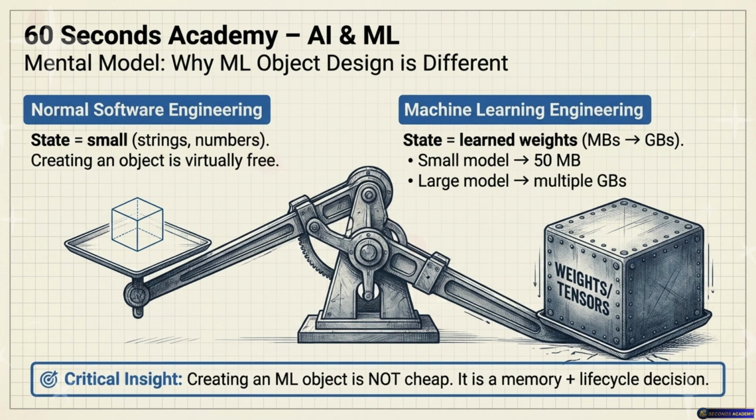Yeah, as a developer, you can create and destroy tens of thousands of those objects in a fraction of a second, and your operating system's garbage collector cleans them up without breaking a sweat. You don't even have to think about it. But in ML, the state isn't just a username. The state consists of learned weights. It is the mathematical representation of the entire data set you just trained on.